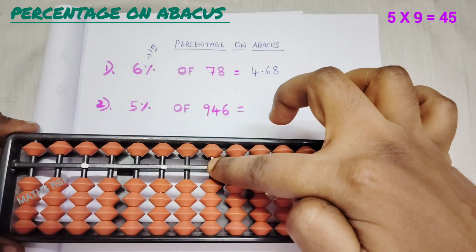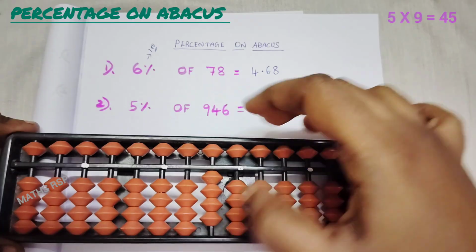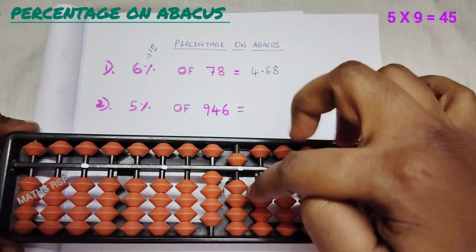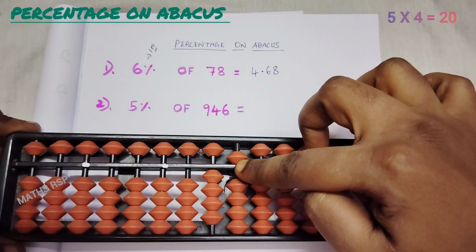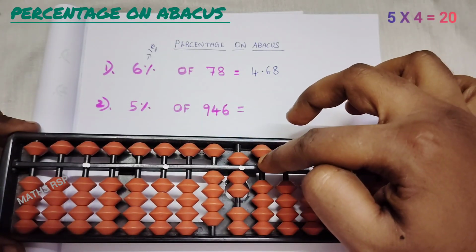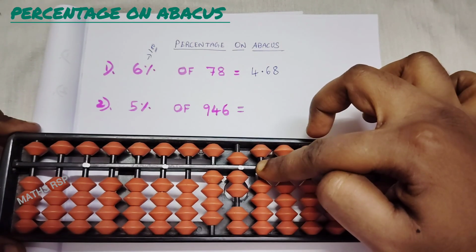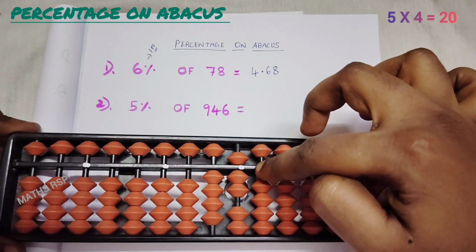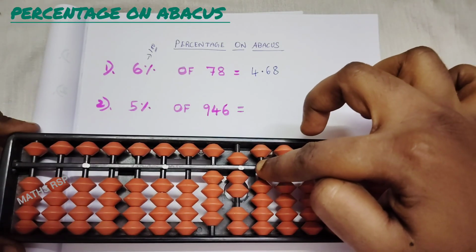First step is 5 into 9. 5 nines are 45. So, add 4 beads here and add 5 beads in the next rod. 5 nines are 45 is completed. 5 into 4. 5 fours are 20. Add 2 beads here and add 0 beads in the next rod. 0 means you should not add anything here. Okay. So 5 fours are 20. 20 is completed. Then next process is we need to start from this rod.